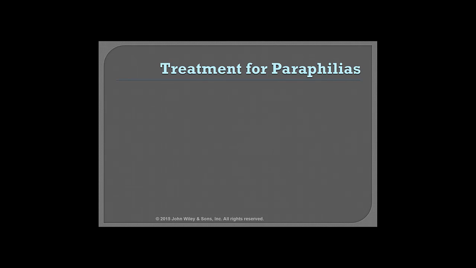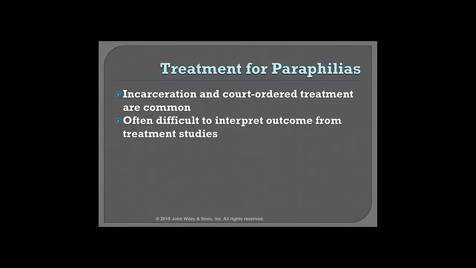Often what happens with individuals that engage in paraphilias is that they end up incarcerated or they end up in court-ordered treatment. Because often the treatment is court-ordered, it's very difficult to interpret outcomes. In other words, it's very difficult for us to determine how productive the treatment has been, or to evaluate the effectiveness or impactfulness of any particular treatment program. The studies have a tendency to vary greatly. We often don't have control groups to make sound comparisons. And the dropout rates are very, very high.